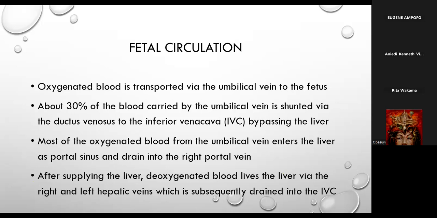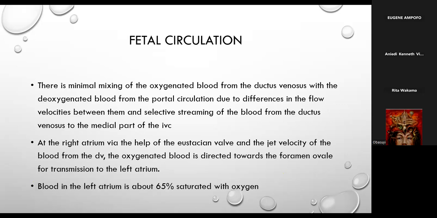And then also the veins that drain the abdomen and lower extremities join with the right hepatic vein, when the portal vein becomes the right hepatic vein, and then drain into the inferior vena cava. So that means blood from the ductus venosus and those that drain the liver, the abdomen, and the lower extremity also empties into the inferior vena cava. But there is minimal mixing of this blood in the inferior vena cava.